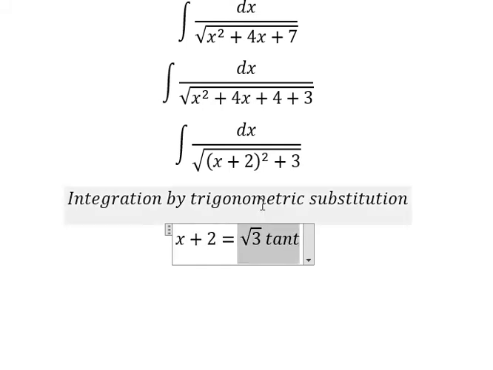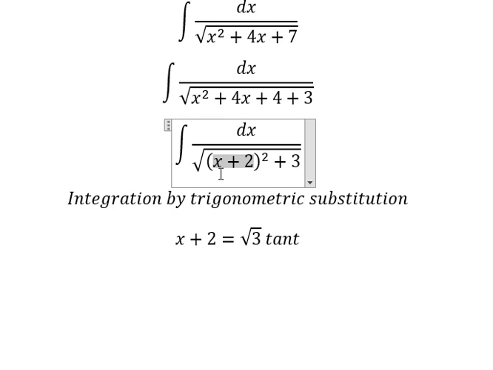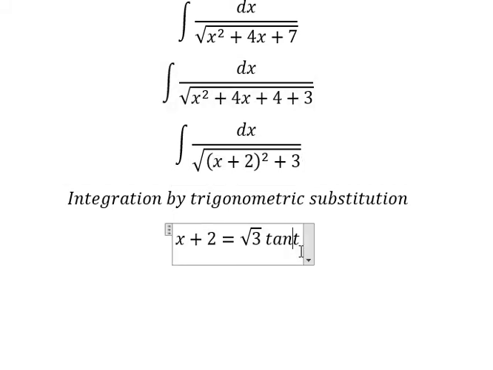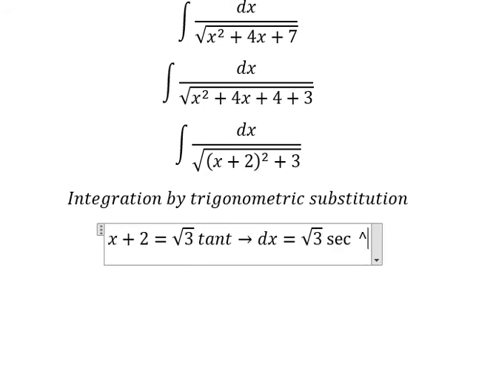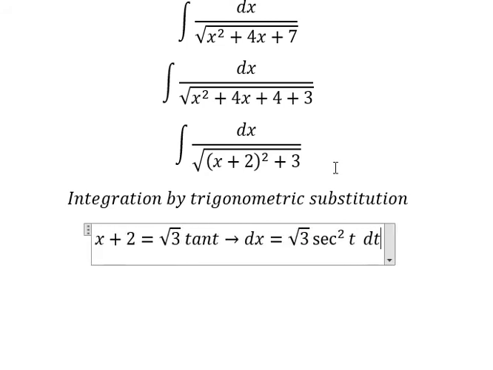Because if I put this one in here, we get 3 times tan t square, number 3, we can do factorization. Tan t square plus 1, we change to secant of t square, we simplify the square root and dx. We take the first derivative of both sides, so we have dx equals the square root of number 3 secant of t square dt.